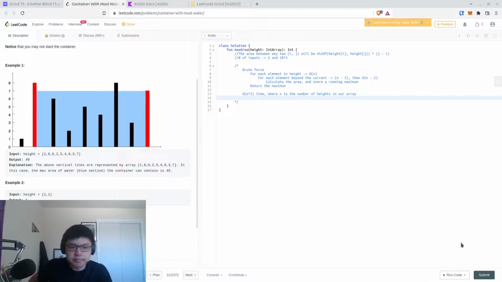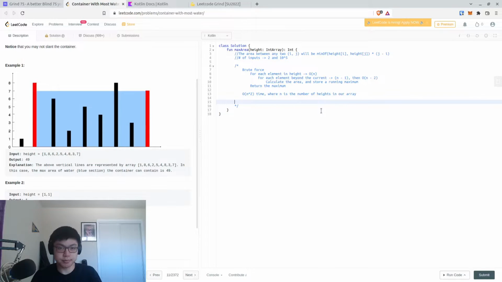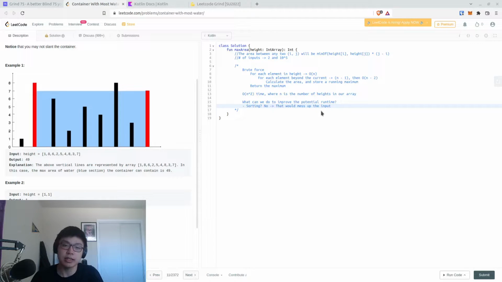Anyways, let's see. Well, let's run down the list of what can we do to improve the potential runtime. Sorting? No. Primarily because that would mess up the input, and we need the input to stay in the same order. So this doesn't feel like a sorting solution.